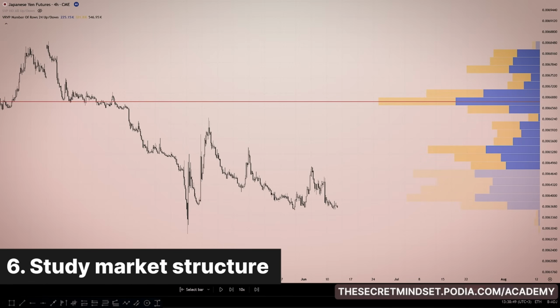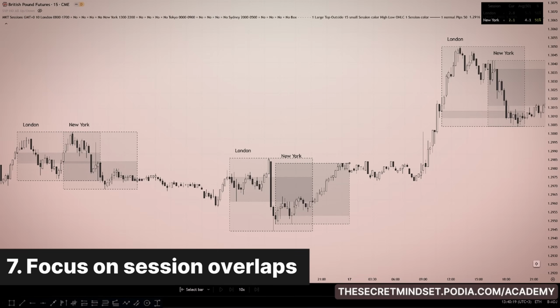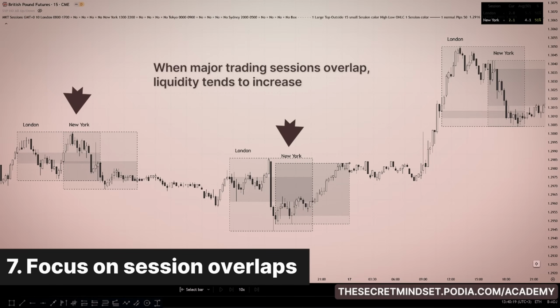Study market structure. Look for key swing highs and lows. These often mark areas of high liquidity. Focus on session overlaps. When major trading sessions overlap, liquidity tends to increase. This can lead to bigger price moves. Use these times to your advantage.